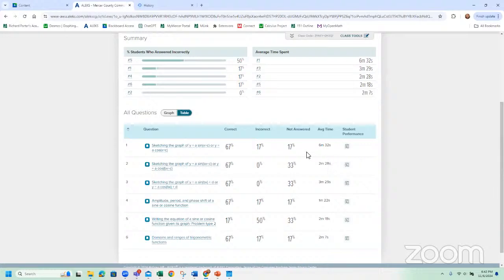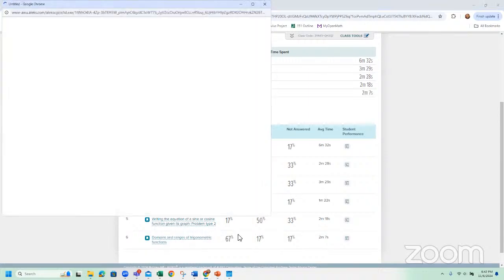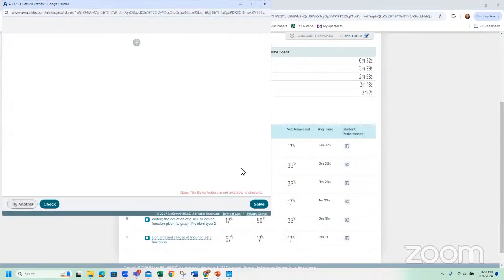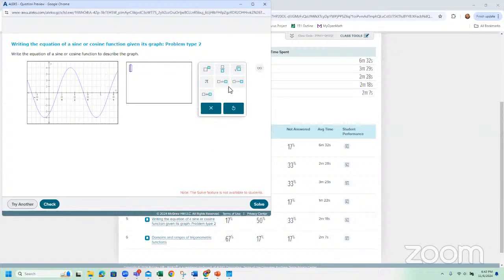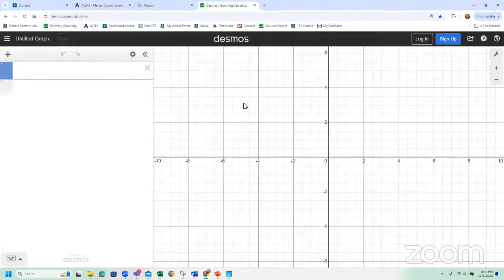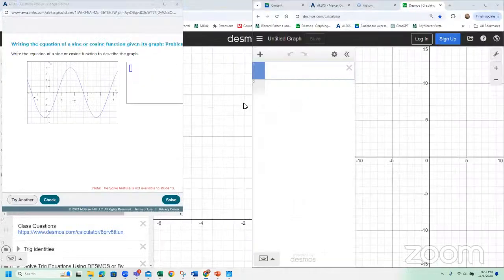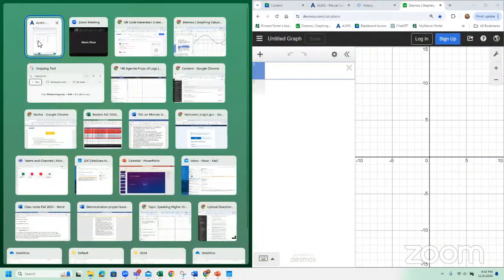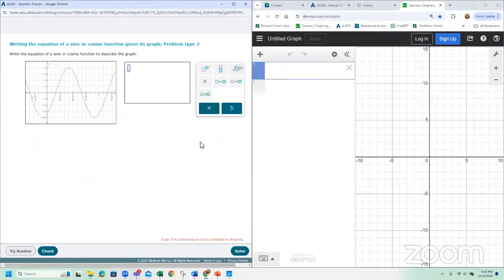Now let's take a look at last week's quiz, because this is also due tonight. Now I see a blaring number 5 needs work. So let's take a look at problem 5. I think what I'm going to do is go to a Desmos thing. Here's Desmos. And I'm going to put it on this side.